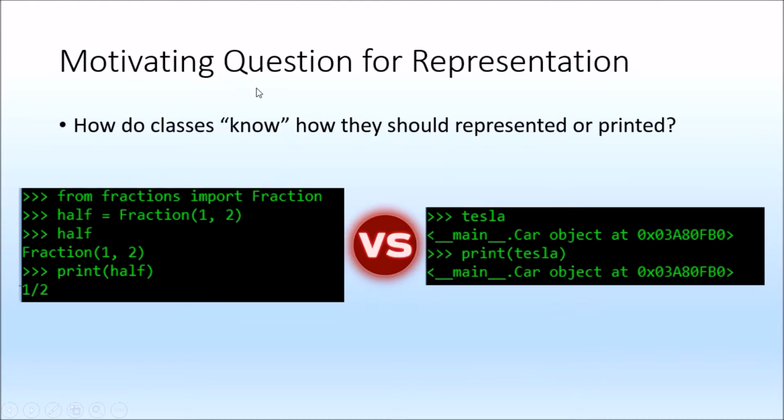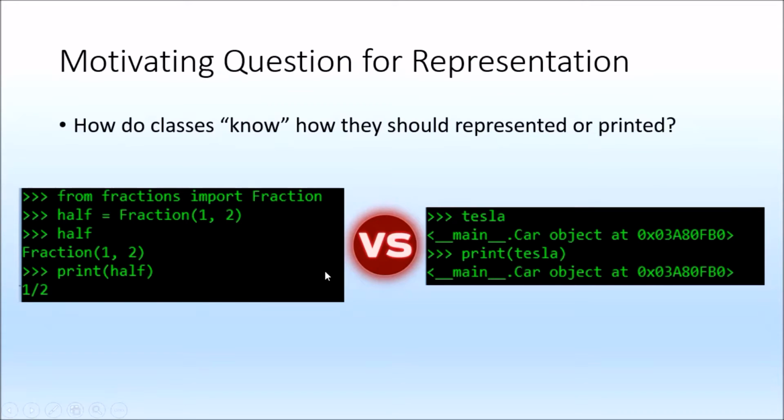Alright, now the next part of this video is going to be talking a little bit about representation, and the motivating question for representation is how do classes, quote-unquote, know how they should be represented or printed. So in this example right here, we have a class called fraction that we imported, and then we create a half. But when we evaluate half, how does half know that it should represent itself like this? And then better yet, if we print half, how does it know that it's actually represented as 1/2? How does the computer know that? So that's the key question we're going to ask today.